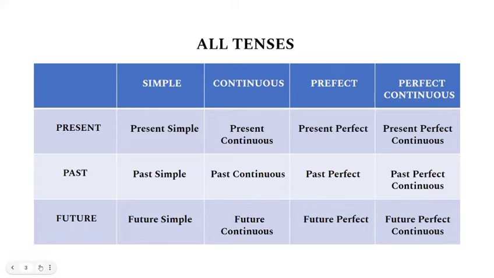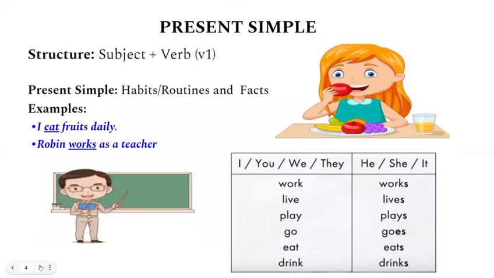Present time and simple aspect makes the present simple tense. Then we have present continuous, present perfect, and present perfect continuous. In the same way, we can make tenses with the past and future times as well. We are going to discuss all of this in this lesson. So now let's begin with the first tense, the present simple.